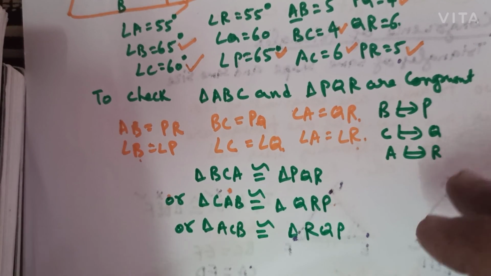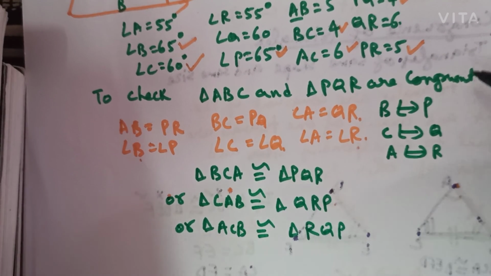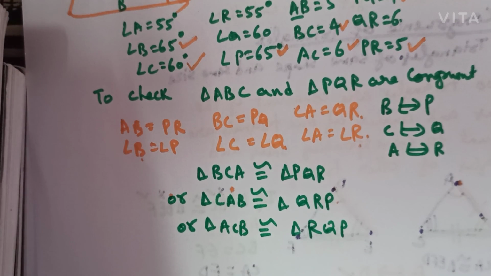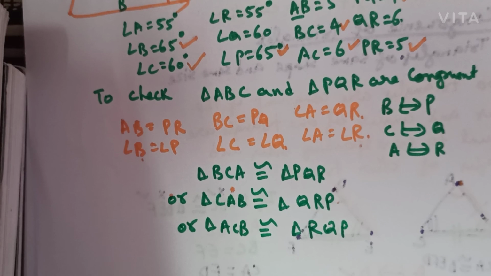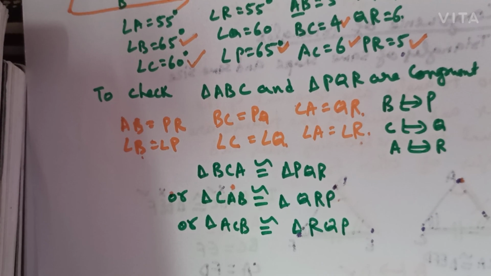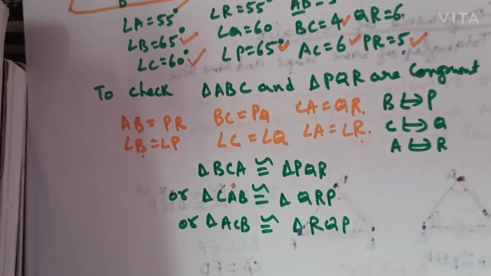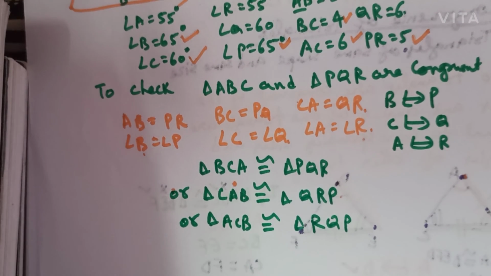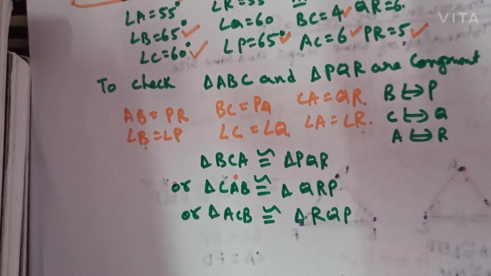But if we write something else, like triangle ABC and triangle PQR, that won't be correct, because in that case the corresponding vertices will not match with each other. Now I hope you have understood this concept of congruency. Now we will move on to the types of congruency in the next video. Thank you, class.